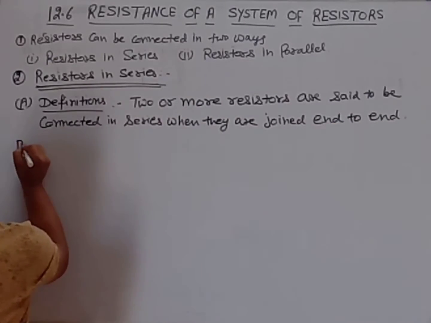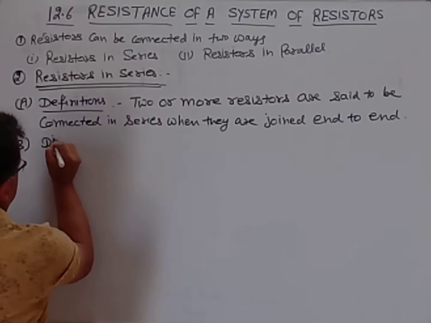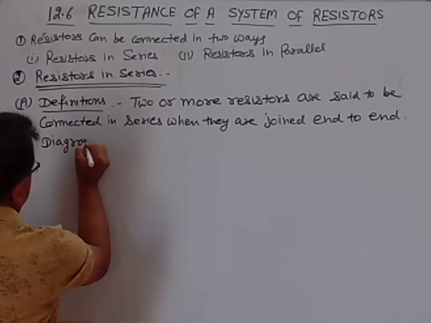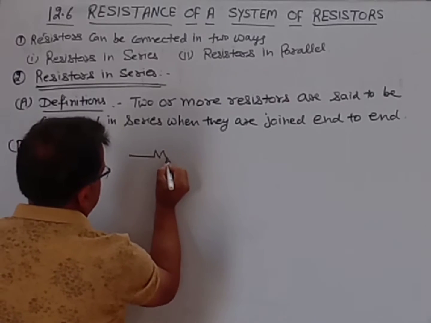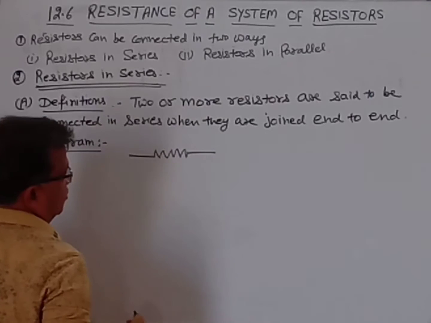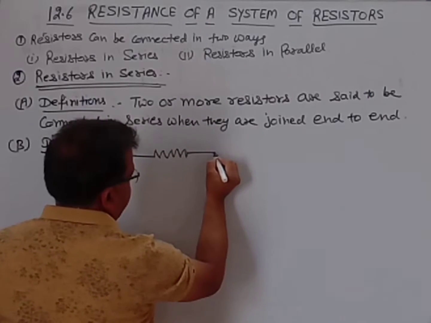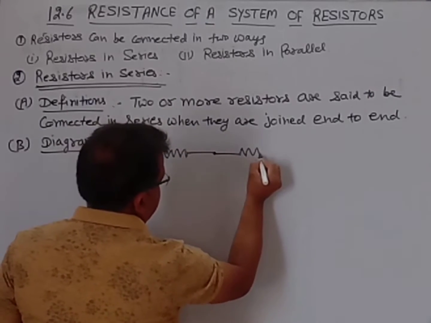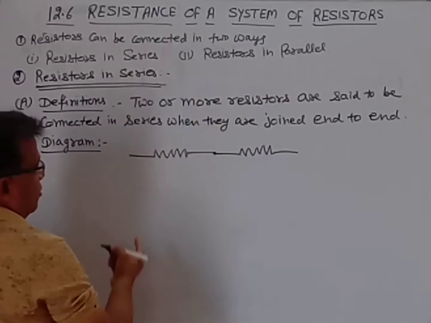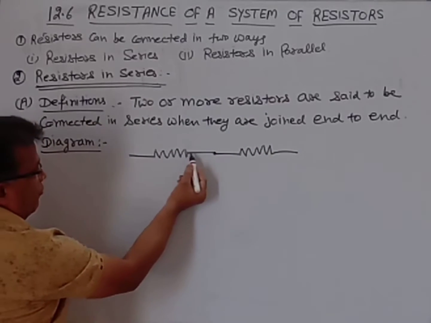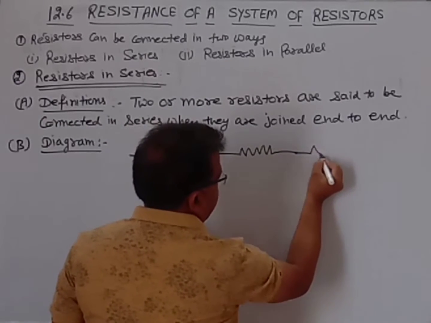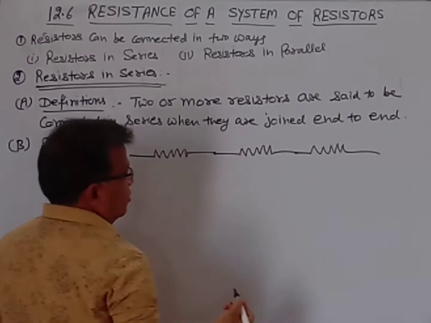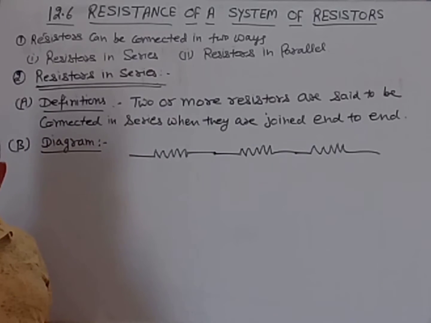End to end means, let this be the first resistor and it is connected with the second resistor. This is the second resistor. So they are connected end to end. The first resistor with its end, the second resistor and the third resistor. These resistors are connected end to end.